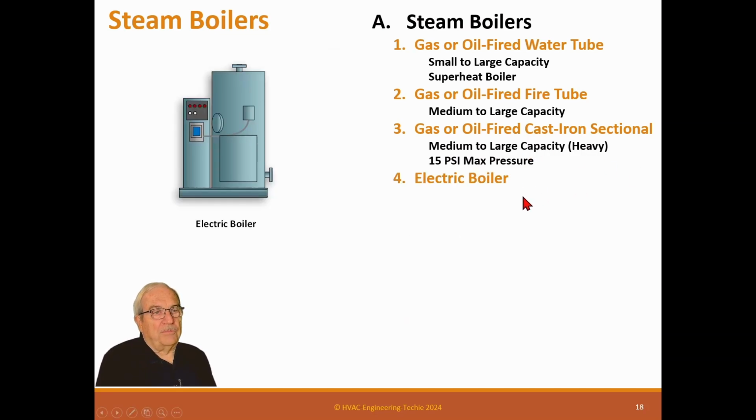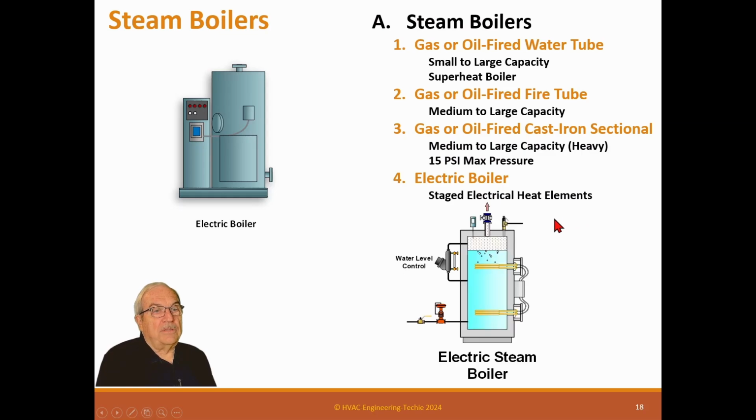And then we have electric boilers. Of course, electric boilers are staged electric heat elements, and basically they have a water vessel, and we have electric elements on the inside that heat, and we have a water level control that keeps the water level the same, and of course the steam surface generates the steam and it goes out this. All steam vessels have a pressure relief valve. In case it gets too high a pressure, it pops open, and of course you have temperature probes.